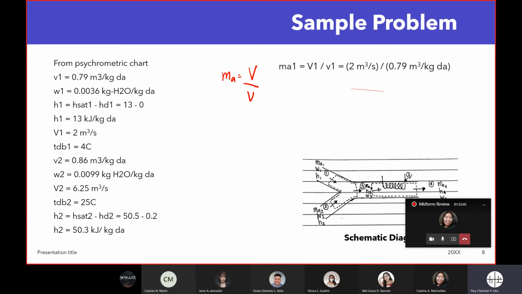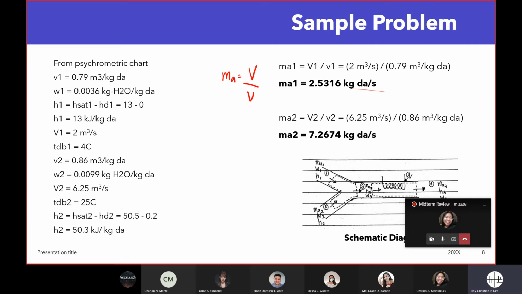So we do that both for state 1, which is equal to 2 meter cube per second divided by 0.79 meter cube per kilogram dry air. We get a value of 2.5316 kilogram dry air per second. And the same is done to state 2. And we get a mass flow rate of 7.2674 kilogram dry air per second.